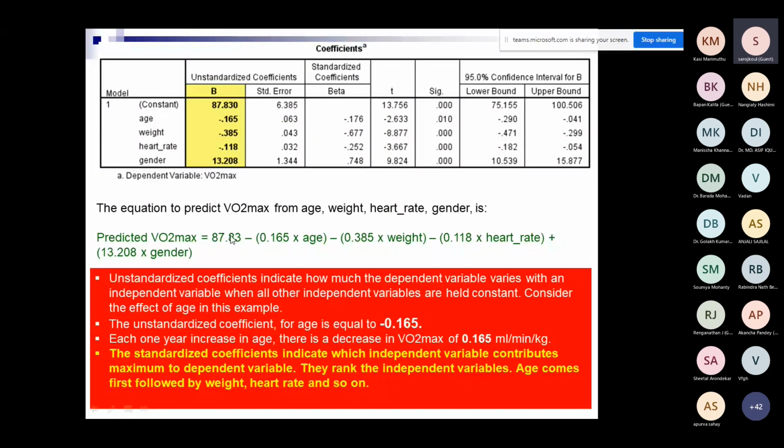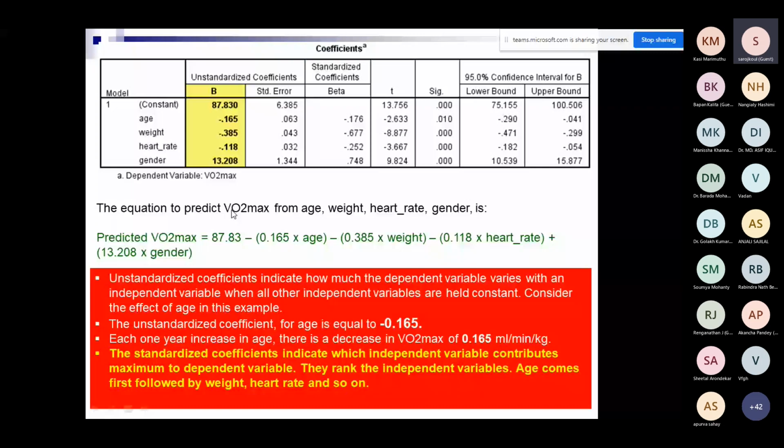So take the constant, then add on these values and substitute with the age. For example, someone's age is 25 years old, his body weight is 75, his heart rate is 130, and he is a male. How much VO2 max will the candidate have? We can predict. You can substitute the age, the weight, the gender, and you come to know the VO2 max of the particular candidate approximately.